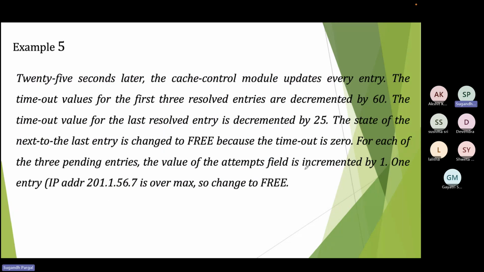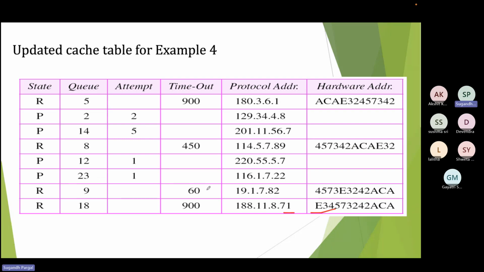Then 25 seconds later, the cache control module updates every entry. The timeout value for the first 3 resolved entries is decremented by 60. So the timeout value for the last resolved entry is decremented by 25. The state of the next to last entry changed to free because the timeout is 0. So here it was earlier 60, but it is now timed out.